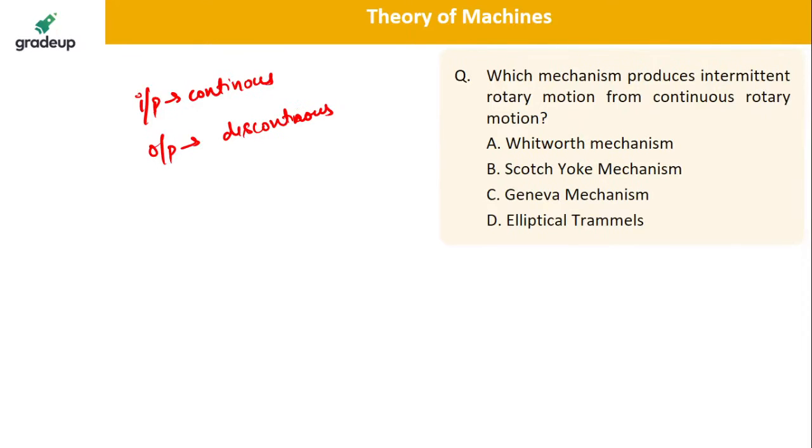Very good, very good. Abhishek, the correct answer is, I need quick response from all of you because these are very easy questions. Geneva mechanism. You might have studied this in the milling machine. In the milling machine we use it for indexing purposes. It is used in indexing operations in gears. Okay, clear? Very good.